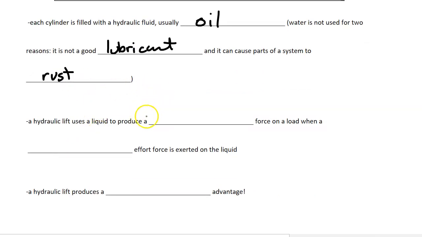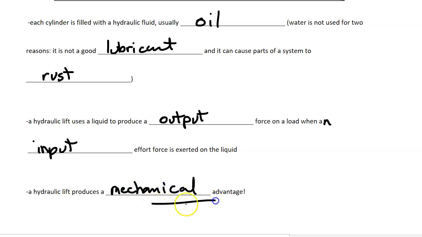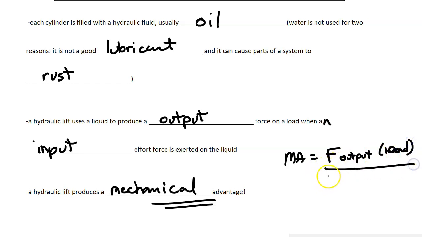Now, a hydraulic lift uses a liquid to produce an output force on the load, when an input force, the effort force, is exerted on the liquid. And because those forces are not the same, you actually wind up with a mechanical advantage. That can be determined, again, by the force on the output, which is the load, divided by the force on the input, which is the effort.